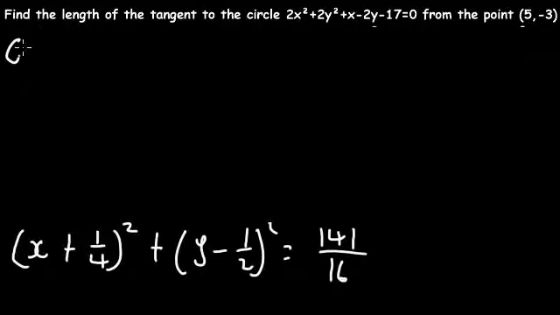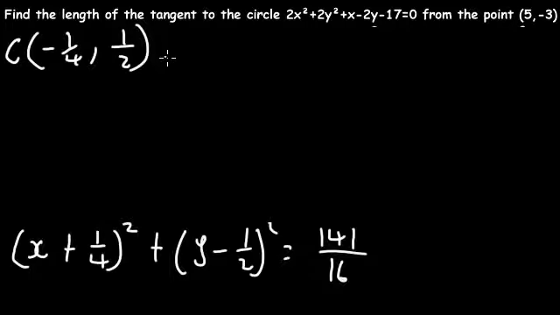So therefore, the coordinate of the center of the circle: take this one multiplied by a negative sign, gives us negative 1/4. Repeat the same thing for this, gives us 1/2, because negative 1/2 times negative sign gives us 1/2. So the coordinate of the center is that.